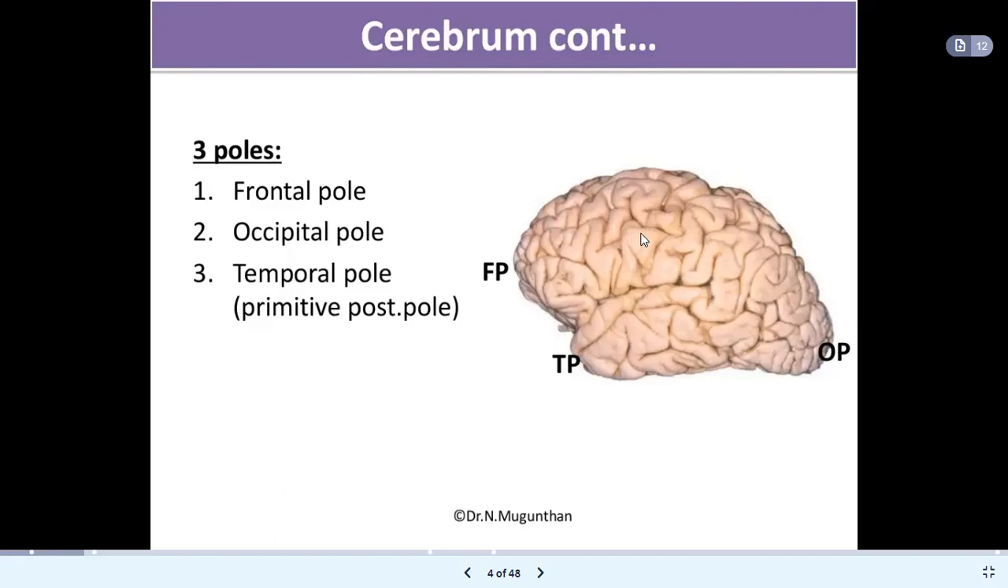So the lobes of the brain are also named according to the place of the bone under which it is lying. Below frontal bone, we have frontal lobe. Below occipital bone, we have occipital lobe. Below temporal bone, we have temporal lobe of the cerebrum.